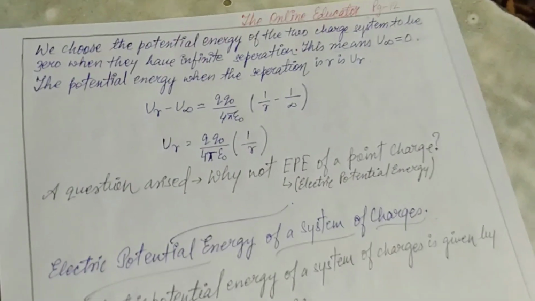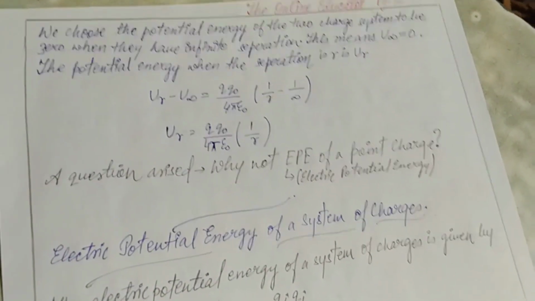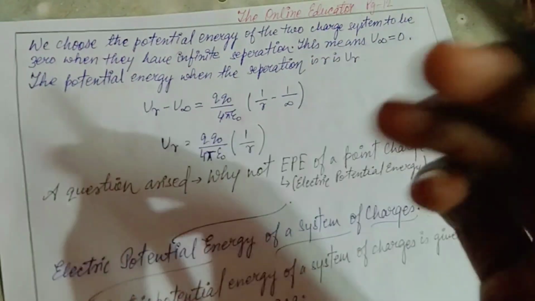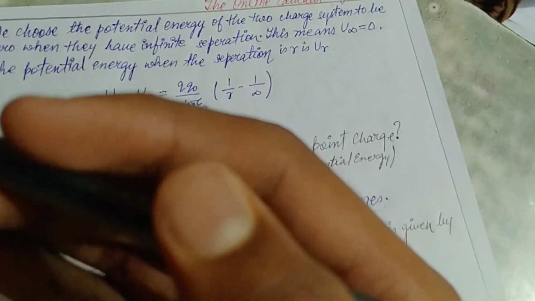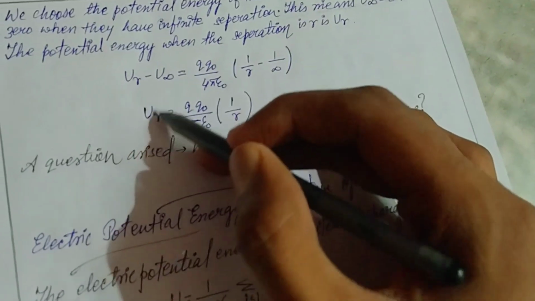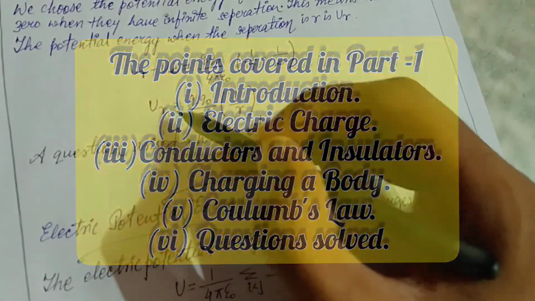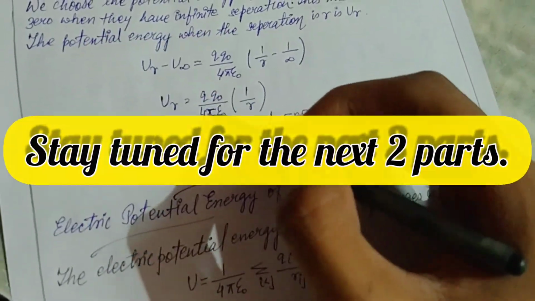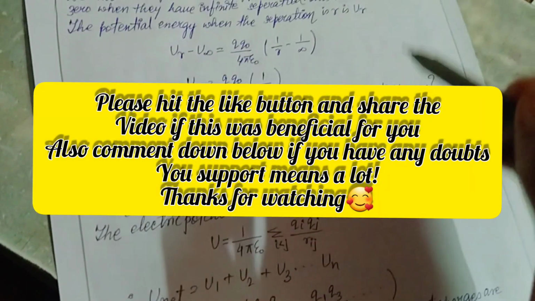The potential energy when the separation is R, so U of R, when it is at infinity we can simply neglect it. So the electric potential energy is q q naught by 4 pi epsilon naught 1 by R.